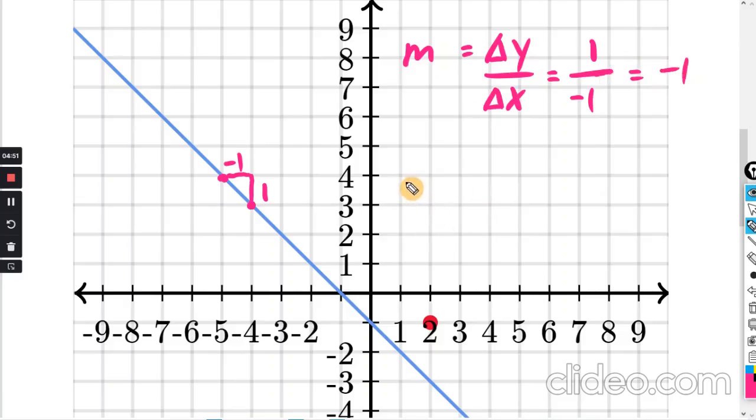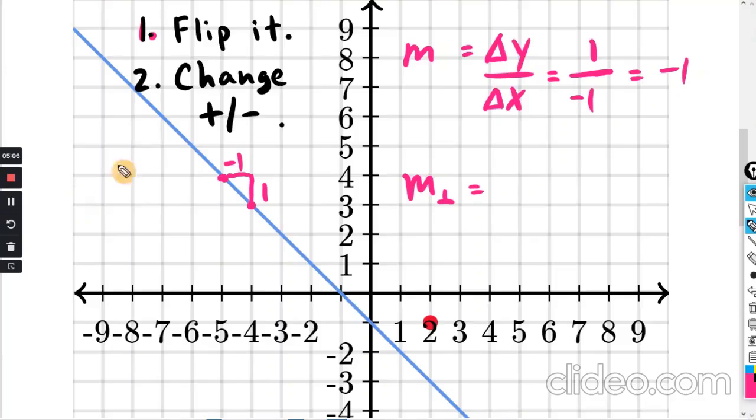Now the perpendicular slope, I'm going to write an M with a perpendicular symbol. Okay, that's an upside down T. It means I'm making a perpendicular slope. Okay, there's two steps to finding the perpendicular slope. You want to flip it and then change the plus minus sign. So since this is already a fraction, I'm going to use this. Let's flip it. So 1 over negative 1 becomes negative 1 over 1. That's the same thing. And then change the plus minus sign, so make it positive. So the new slope is positive 1 over 1, or just 1. Okay, that's going to be the new slope, or the new m.